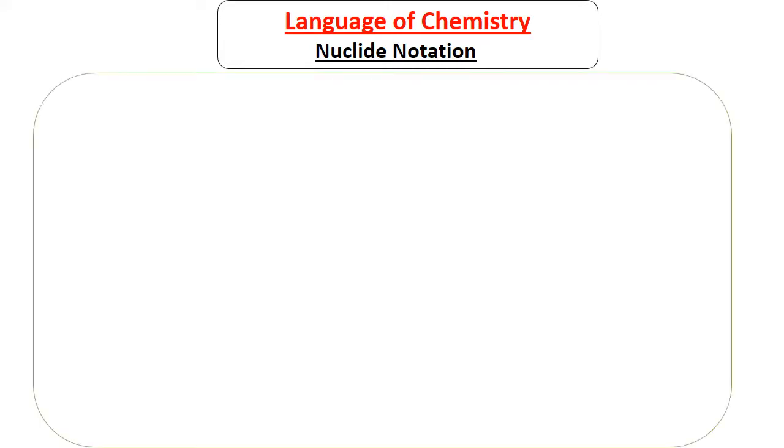So we're going to concentrate on what is called nuclide notation. This nuclide notation is the easiest way to represent the symbol of an element, the proton number and the mass number of an element, which gives you all the information you need to know about a given atom.